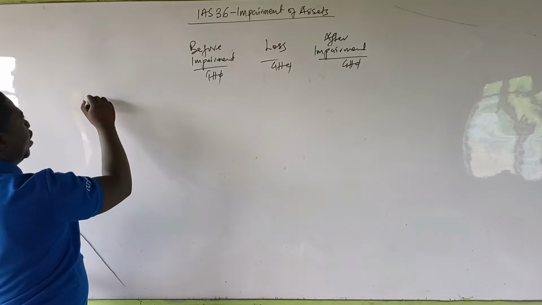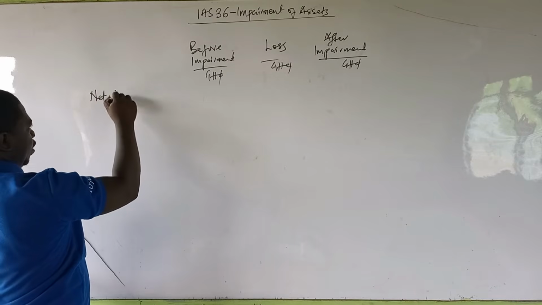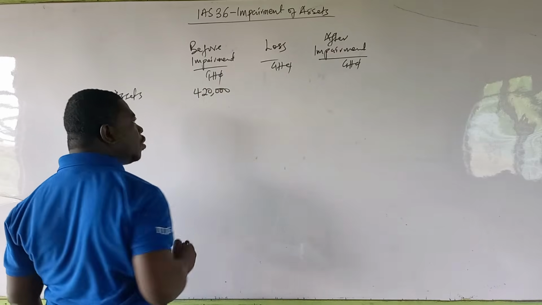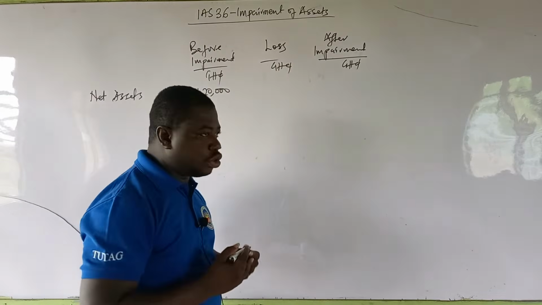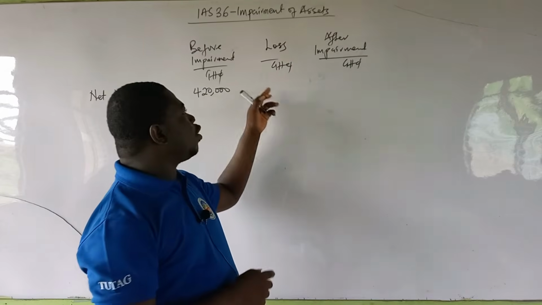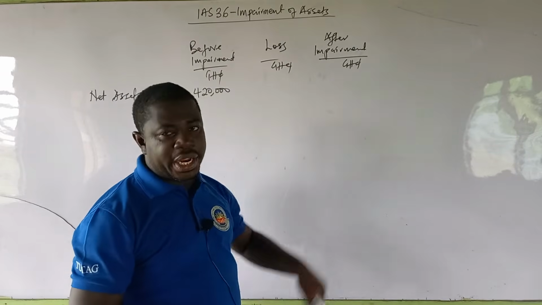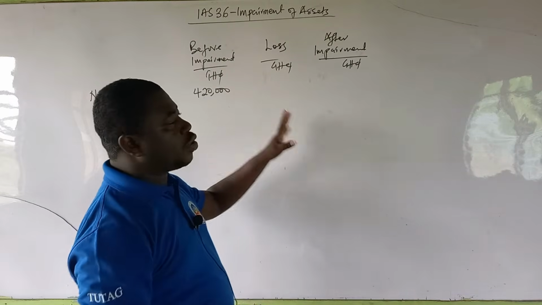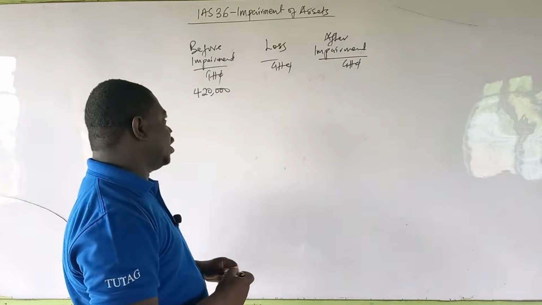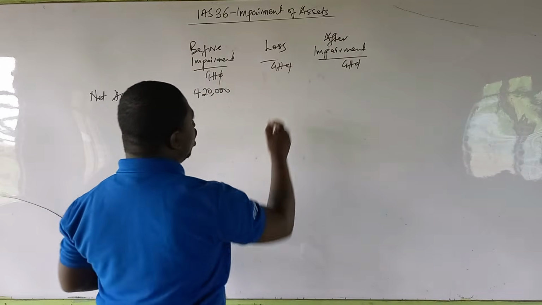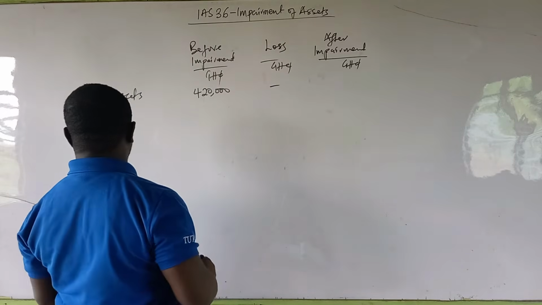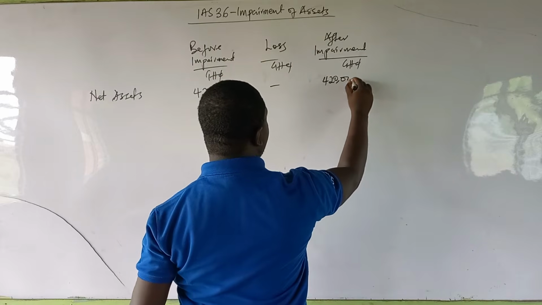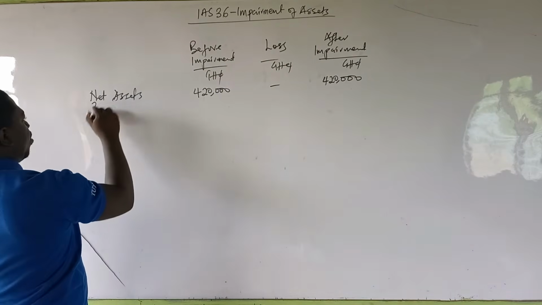I'll say net assets, original net assets before impairment was 420,000. But I told you we are not allocating any loss to it. The only time we will allocate loss to these original assets is when the loss is so big that we have exhausted all the goodwill and the other intangible assets before we come to these tangible ones. So there will be no loss allocated to the original net assets. So even after impairment, we still have a value of 420,000. Then let's also talk about the purchase goodwill.